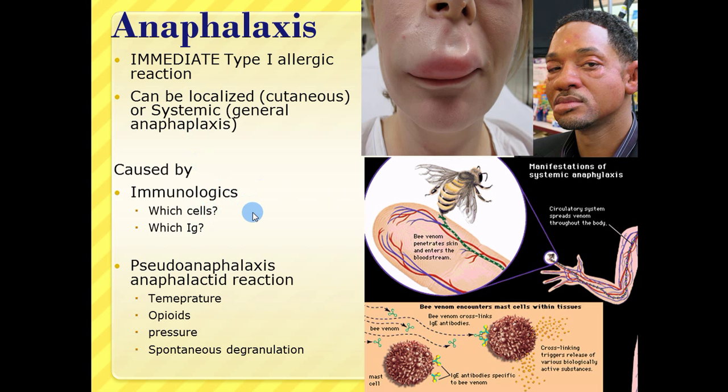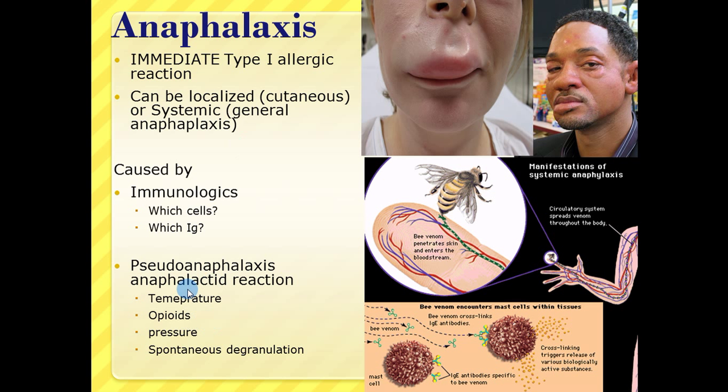So when you think about it, it's immunologically caused. So what are the types of cells that are going to respond or cause anaphylaxis? If it's in the tissues, it's going to be a what cell? A mast cell. If it's in the blood, it's going to be a basophil. Right? So if it's localized, then it's going to be revolving around the mast cells releasing histamine. If it's systemic, it's revolving around the basophils releasing histamine. And of course, what's the antibody? It's an IgE. Right? So this is type 1, immediate. It's not always fatal, but it's always dangerous because if it becomes systemic, it's going to cause airway issues.